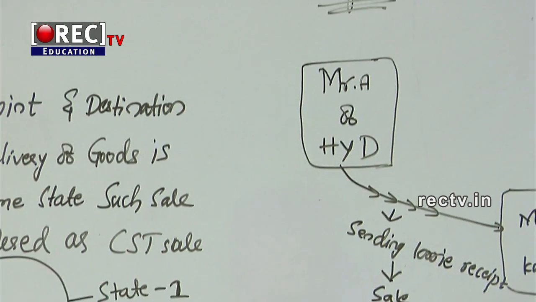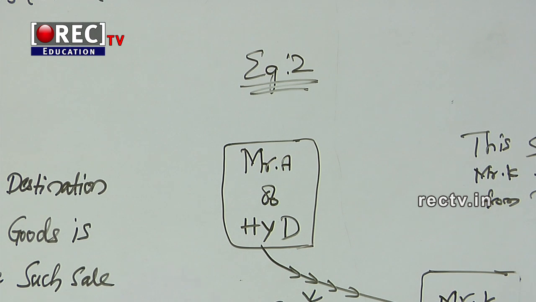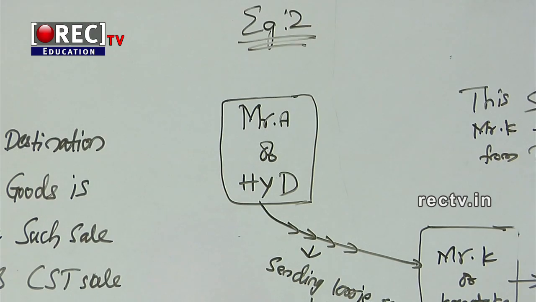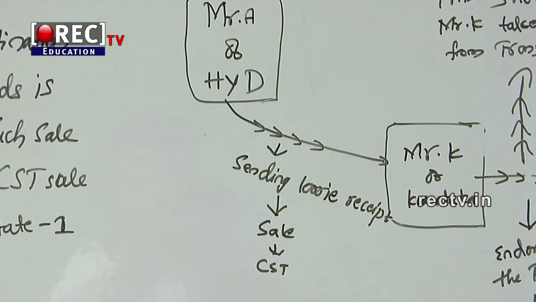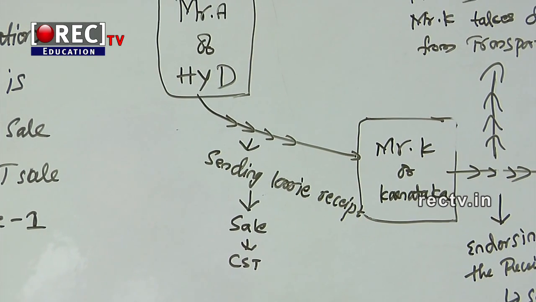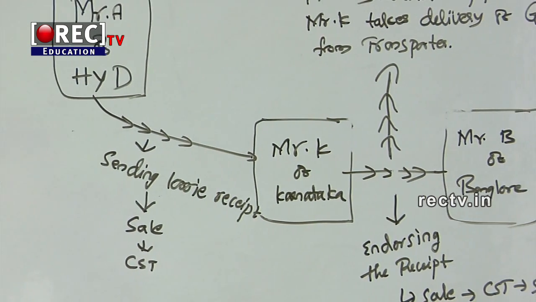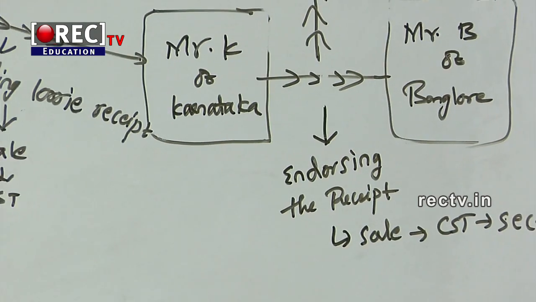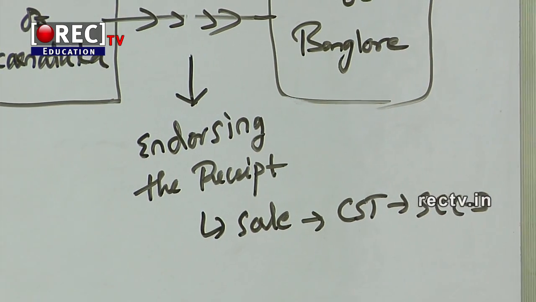Now let us consider example number 2. From this example we can say what Section 3 is, and we can understand clearly because when we compare both examples we can clearly understand what a Section 3 sale is. See here, Mr. A of Hyderabad sends the lorry receipt, that is a CST sale, to Mr. K of Karnataka. After receipt of the lorry receipt, Mr. K also sends the same receipt to Mr. B of Bangalore, that is, endorsing the lorry receipt. Such a sale is also treated as a CST sale, that is a Section 3 sale.